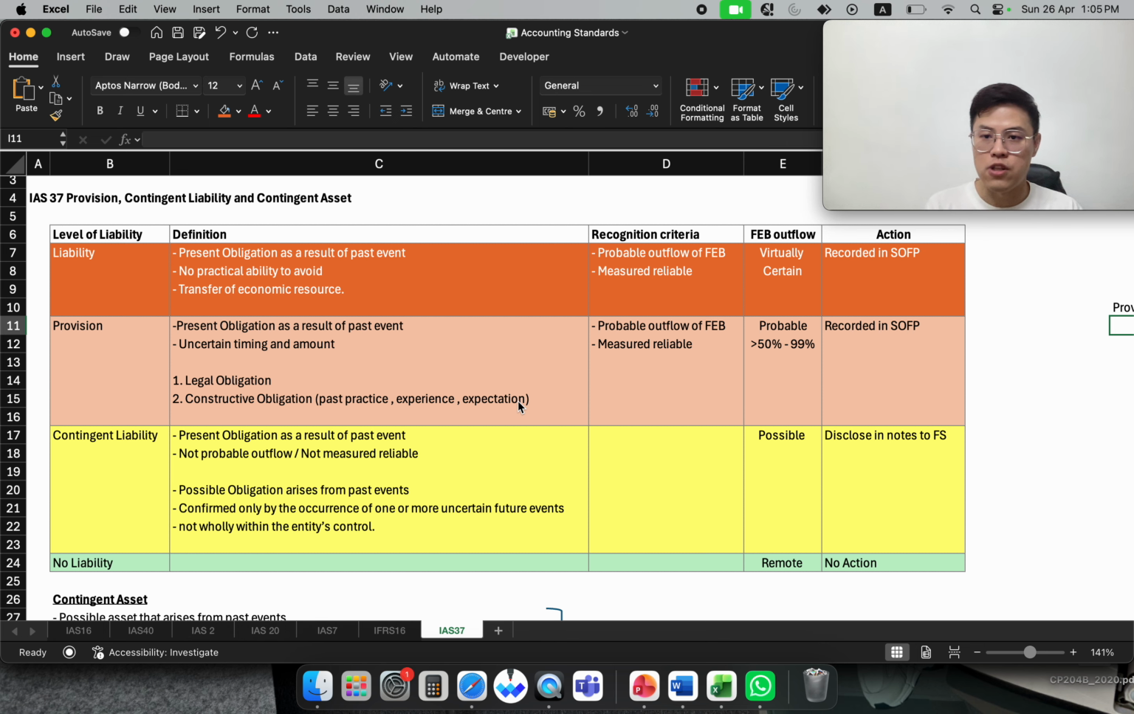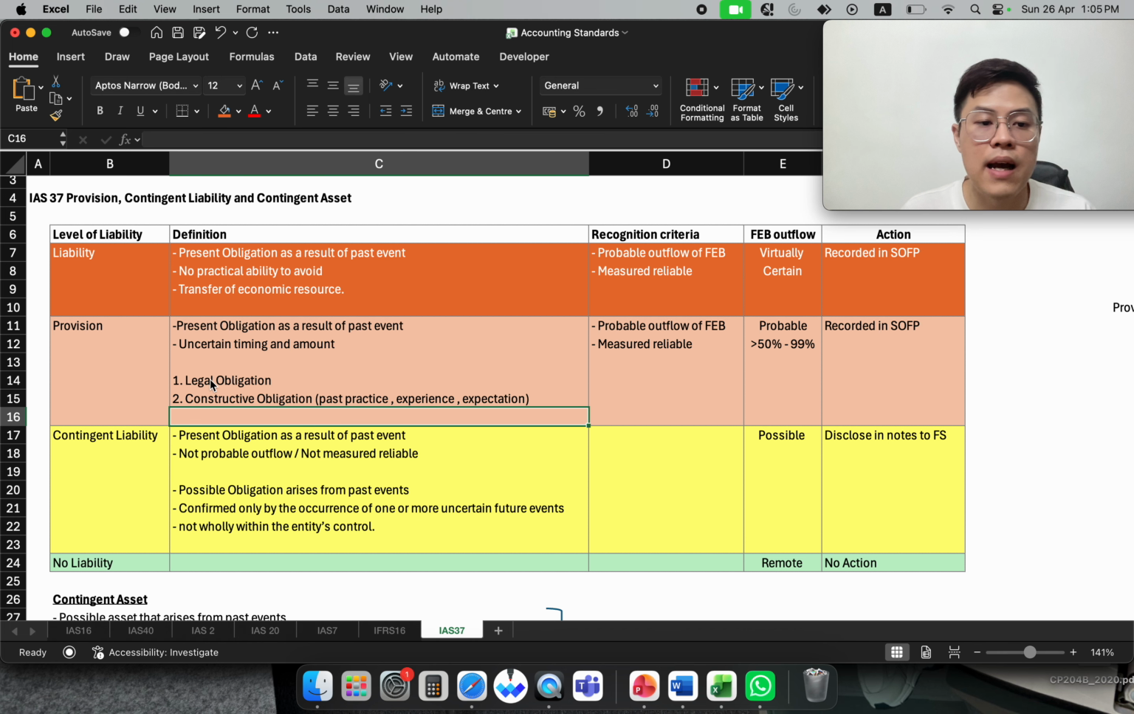This is your provisions. So this is kind of like principle based. You need to think about it. And it must be probable outflow and measured reliably.